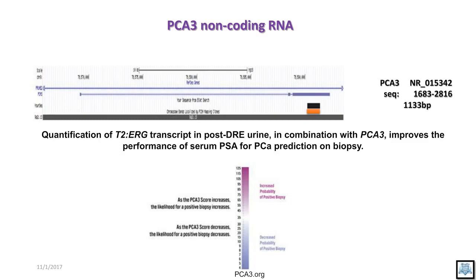At the University of Michigan, a new test was developed for patients who have elevated PSA, and by non-invasive methods we can detect both PCA3 and TMPRSS2-ERG in the urine. Then they developed a score so that we can predict the high-risk nature of the prostate cancer, so that you can avoid repeat biopsy.